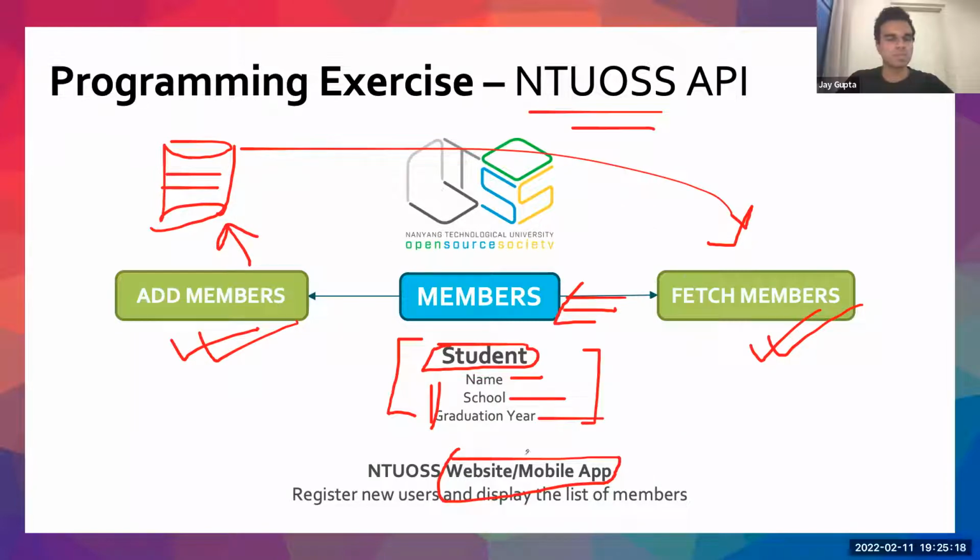So we are going to build this API, which does this very simple thing. This is one simple example of an API that you can think of. There are many complex examples as well, which I can show you after we are done with the programming exercise. But for now, let's focus on a very simple API that adds members, and we can also fetch the list of all the members in NTU OSS.